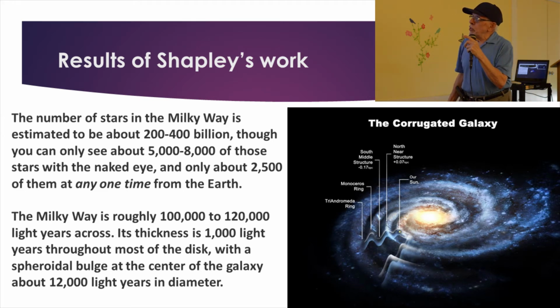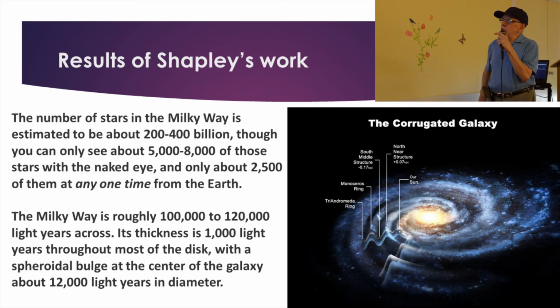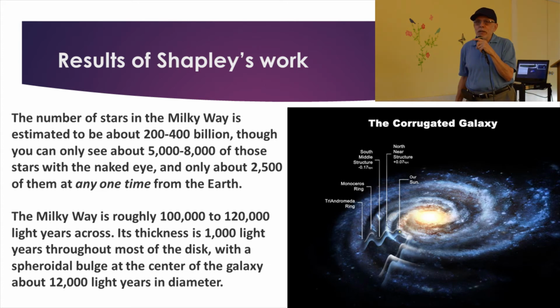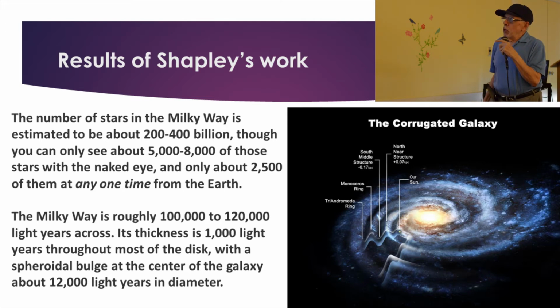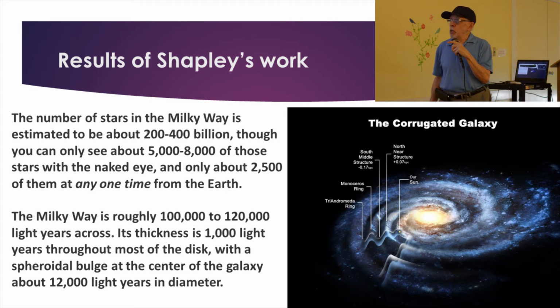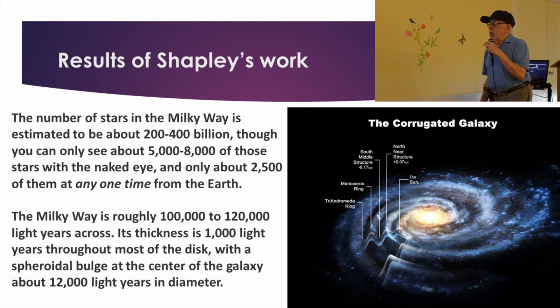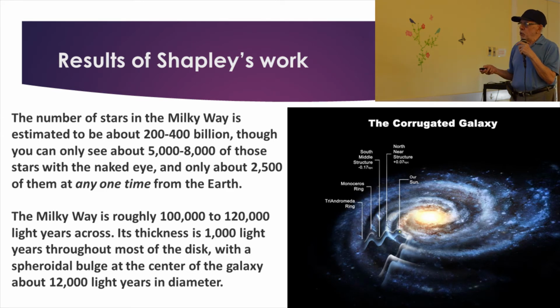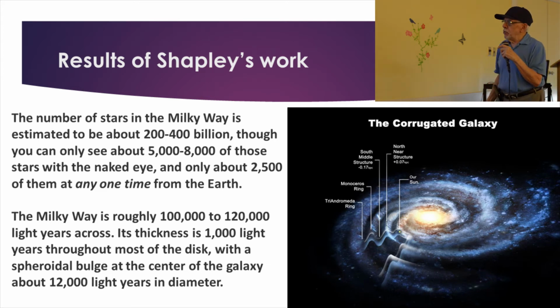The number of stars in the Milky Way is estimated to be about 200 to 400 billion. You can only see about 5,000, 8,000 of these stars with the naked eye, and only about 2,500 of them at any one time from any spot on the Earth. The Milky Way is about 100,000 to 120,000 light years across. Its thickness, up and down, is about 1,000 light years, but there's a bulge in the center of about 12,000 light years.